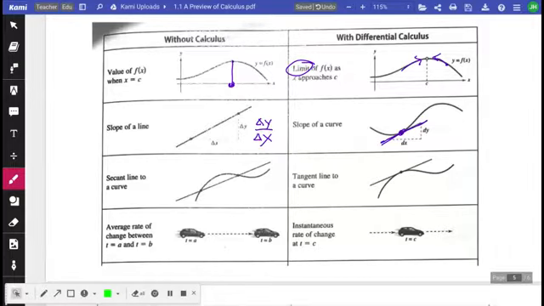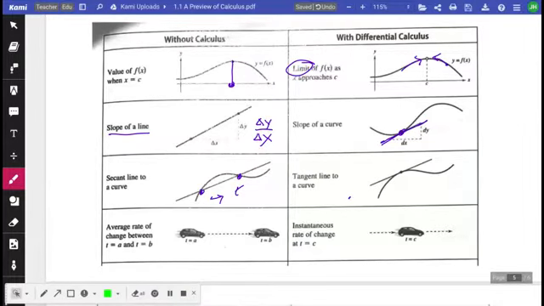So the rate of change at that exact point. So this one here, slope of a line, is change over time. This would be instant change, okay? Secant lines go through two places. In calculus, what we'll do is we'll move these points closer and closer and closer together so that we get a tangent line.